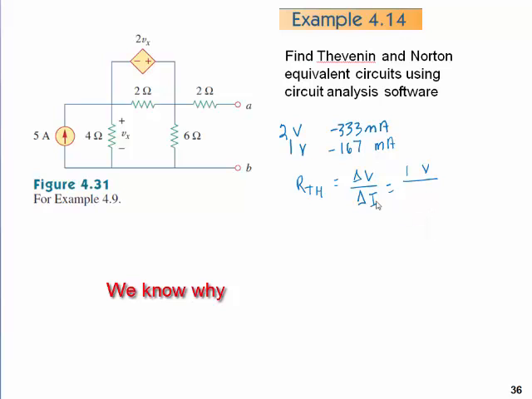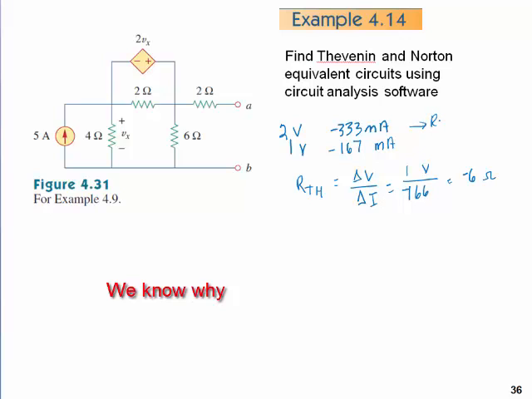Volts divided by this difference right here, 333. Let me calculate it. I should have calculated it first. Yes, that's what I thought. It's a divide by 2 thing here, so it would be minus 1.